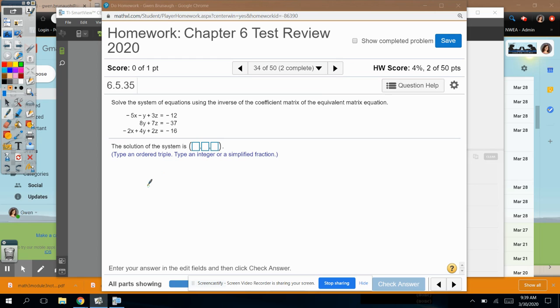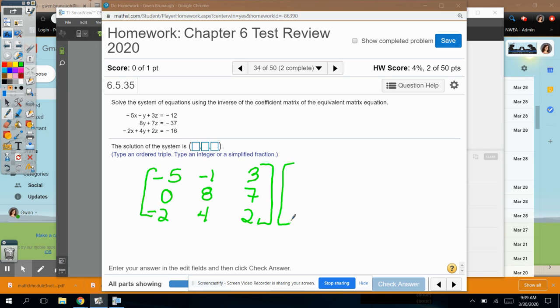All right, we're going to create our matrix equation. So you're going to put all the coefficients here, -5, -1, and 3. There'll be a 0 in this spot, an 8 and a 7, a -2, a 4, and a 2. And then you have an X, Y, Z. And then you have a -12, -37, -16.